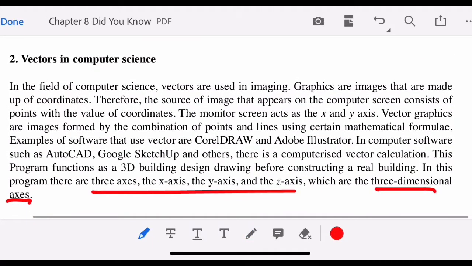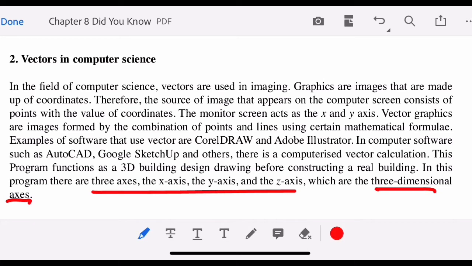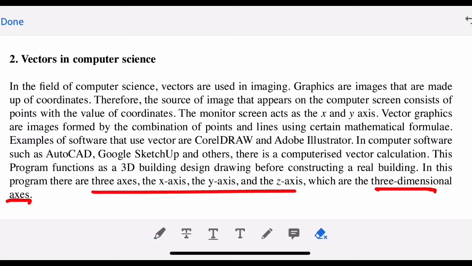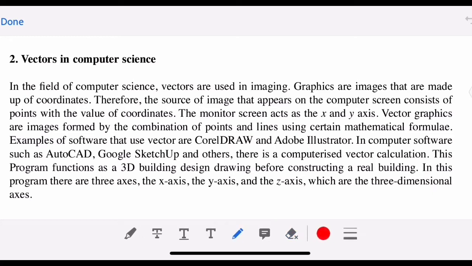Vectors in computer science. In the field of computer science, vectors are used in imaging. Graphics are images that are made up of coordinates. Therefore, the source of image that appears on the computer screen consists of points with a value of coordinates. The monitor screen acts as the x and y axis.